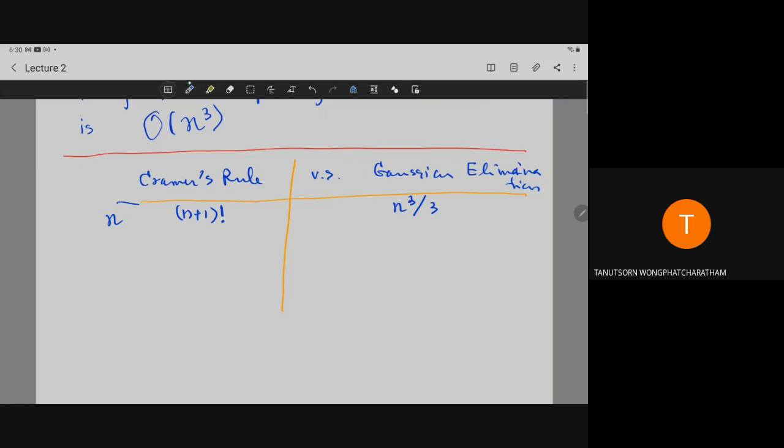So let's say that n is equal to 2. Okay, let's try it. n equals 3, n equals 5, n equals 10, n equals 20. Let's say there are 20 unknowns, no? And we'll see what's the comparison between these two methods. Okay. So if I do n equals 2, what is the complexity?